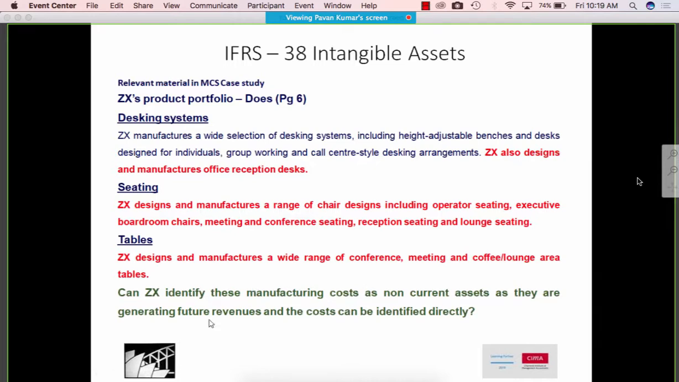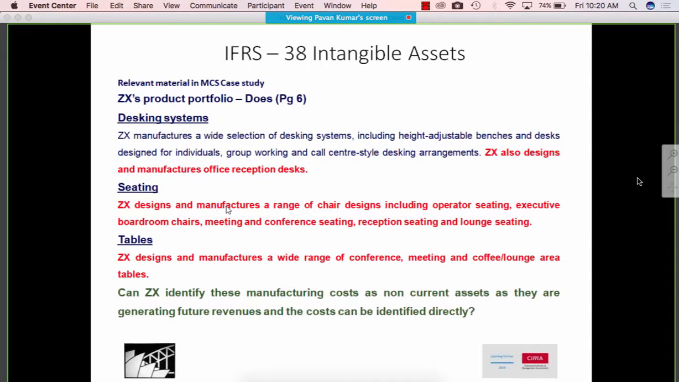Now, if you look at the question here, can ZX identify these manufacturing costs as non-current assets as they would generate future revenues and the costs that can be identified directly? When we talk about design and manufacturing, what I'm essentially trying to say from the IAS 38 perspective is there is a difference between research and development according to IAS 38. During the design phase or the research phase, you cannot identify those costs as an intangible asset.